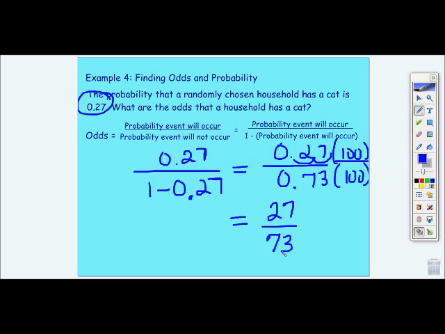The thing to remember is with probability, your denominator will be out of how many chances. With odds, you want it to be the favorable over the unfavorable. And that concludes probability and odds.